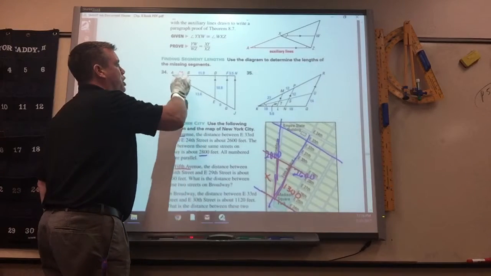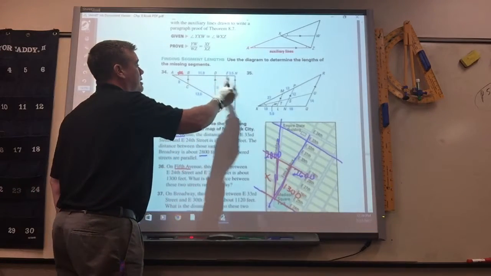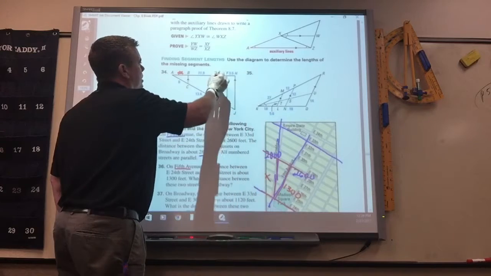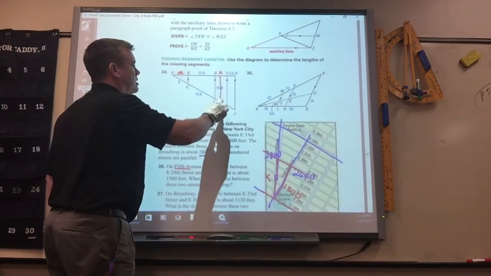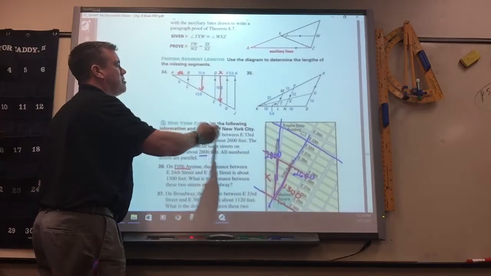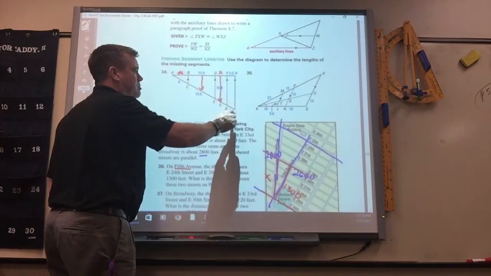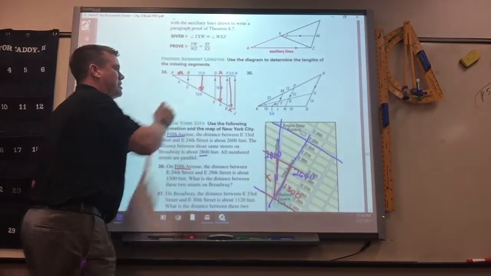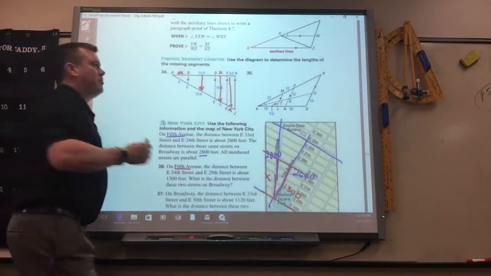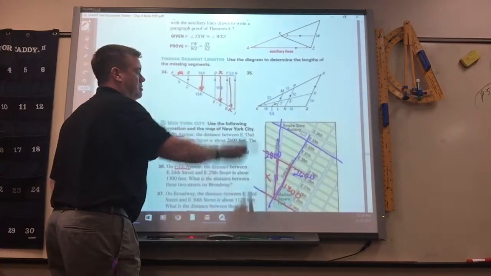Then what you could do, once you know what that is, you could find this piece. This to this equals that to that. And then you could find this piece. This to this equals that to that. So those are the easy ones. It's just here to here equals here to here, whatever you're finding.